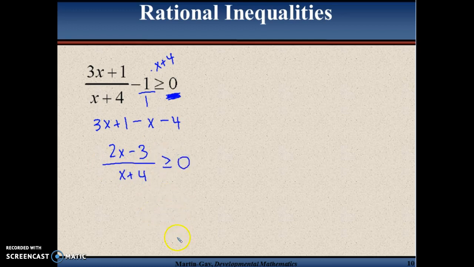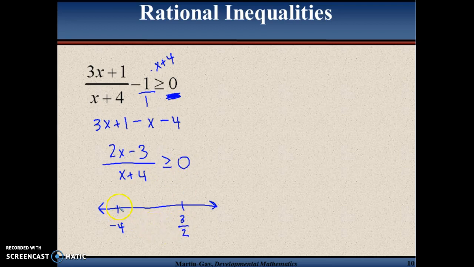Then from here, I need to get my critical values. For the top, what x value would make it 0? I'm going to add my 3 and divide by 2, so it's 3/2. So one of my critical values is 3/2. And then my other one makes the denominator 0, which would be -4. So now I have 3 sections that I'm going to test to see which ones give me positives, because I want this to be greater than or equal to 0.